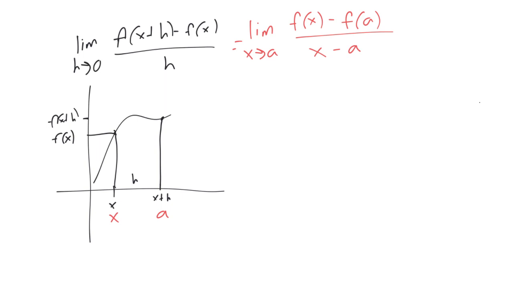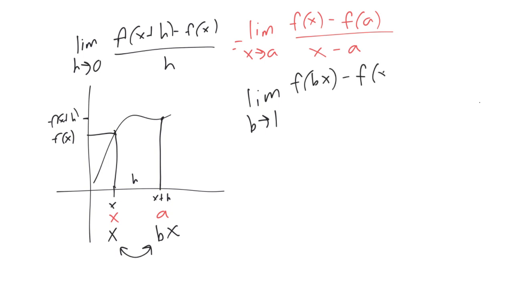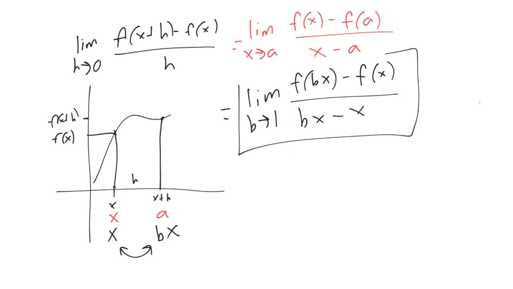But wait, is there another way? Well, in fact, we could do it an infinite number of ways. What if instead of saying I go from x to a or x plus h, I say I go from x to, say, bx, where if b is equal to 1, these two are the same? Well, I could do the limit as b approaches 1, because that would make these two values the same, of f of the second point minus f of the first point, all over the difference, bx minus x. You know what? That's a third method we could use for the derivative.